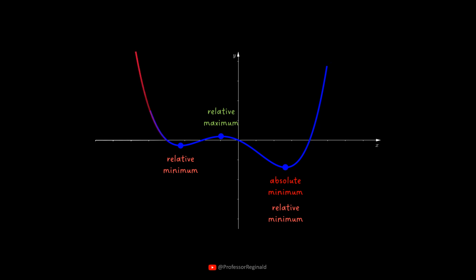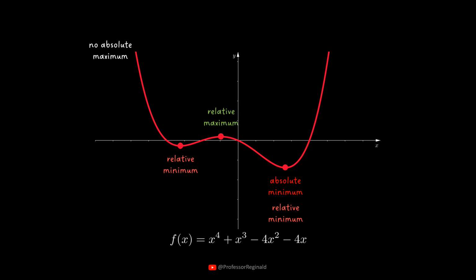Now, consider a function defined on the open interval, the real line. Because both endpoints are not included in the domain, then they are excluded from being considered as absolute or relative extrema. In conclusion, the graph has an absolute minimum but no absolute maximum.